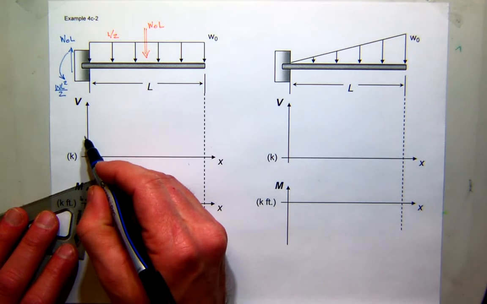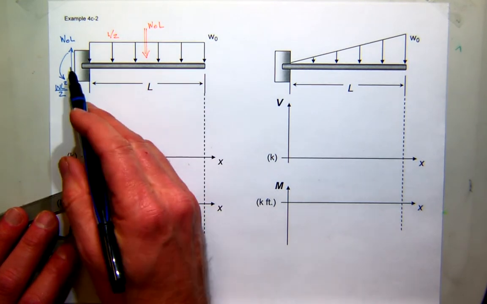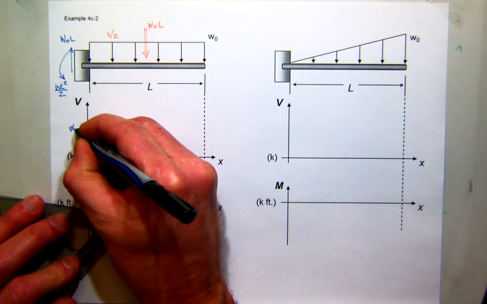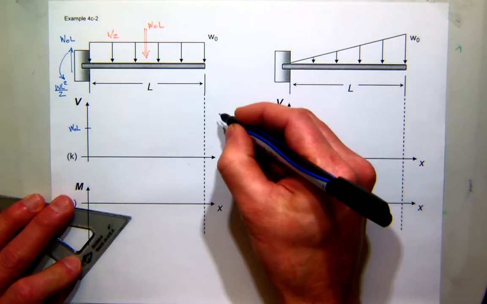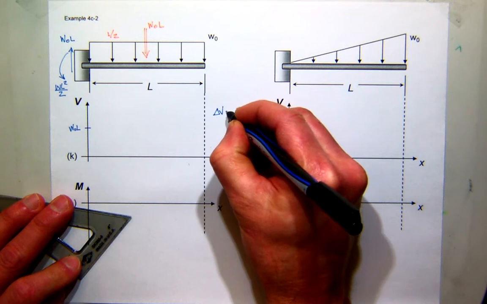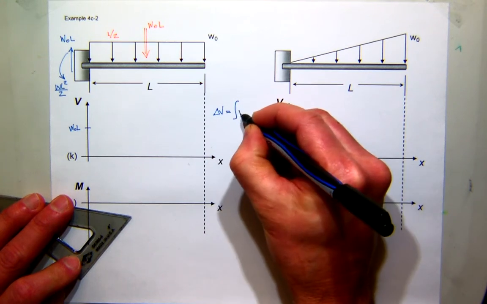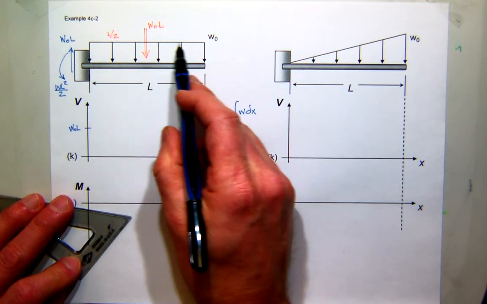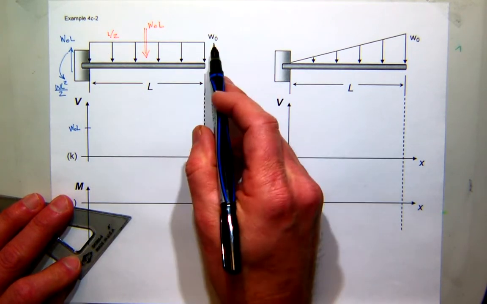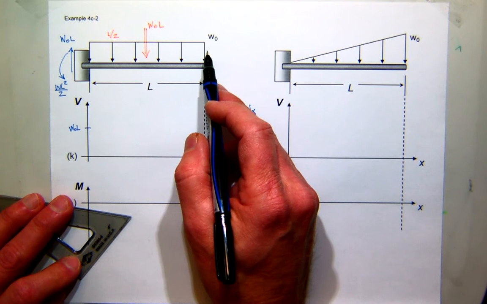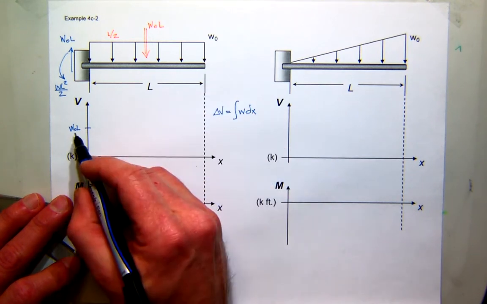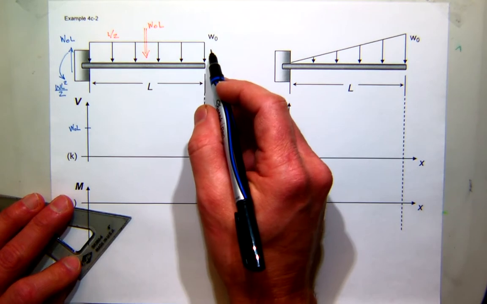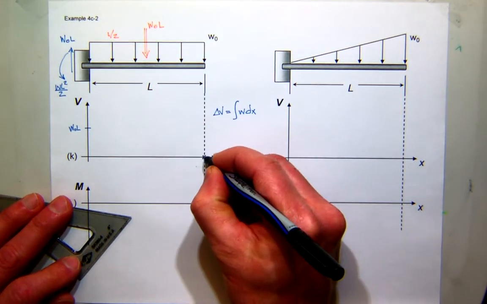What is the shear on the left-hand side, according to this? Positive W naught L. According to our diagram, the change in shear, our differential relationships, is the area under the load curve. So looking at this whole area, what is that area? W naught times L, but W naught is positive or negative? Negative. So if I start at W naught L and then change by adding a negative W naught L, I get to 0.